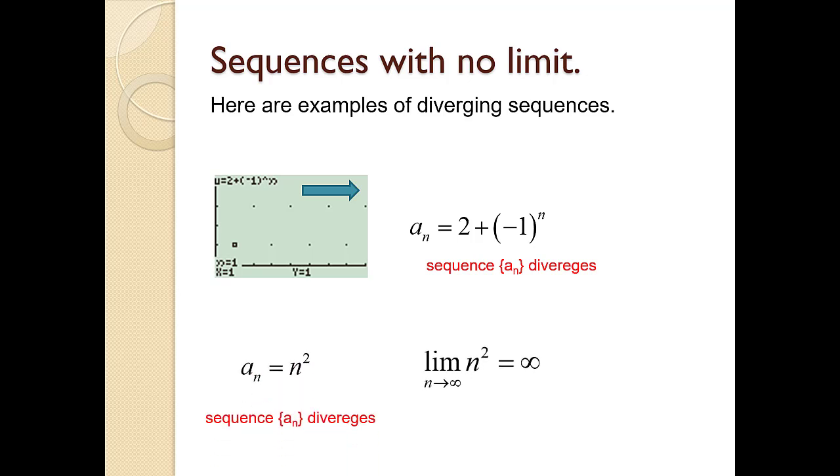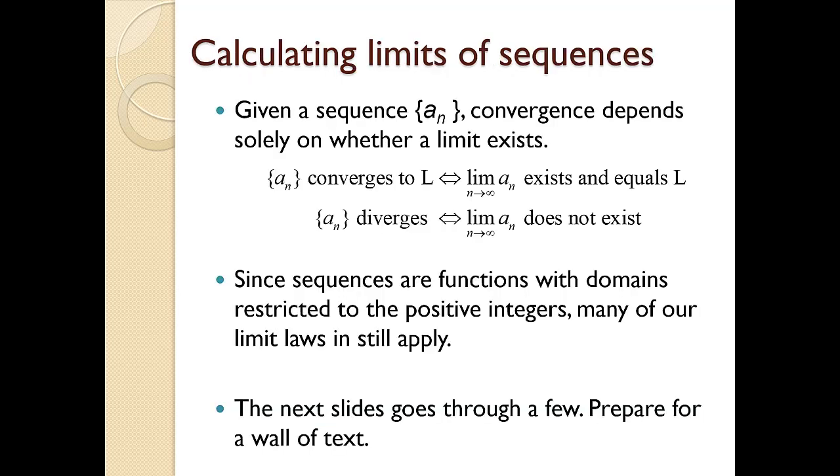But on the other hand, I didn't graph this one. If you look at the sequence a sub n equals n squared, then in that case, of course, as n gets large, n squared gets really large too. So the sequence diverges for sure, because there's no limit value. But you can say this time that the limit of n squared, as n increases without bound, would be infinite.